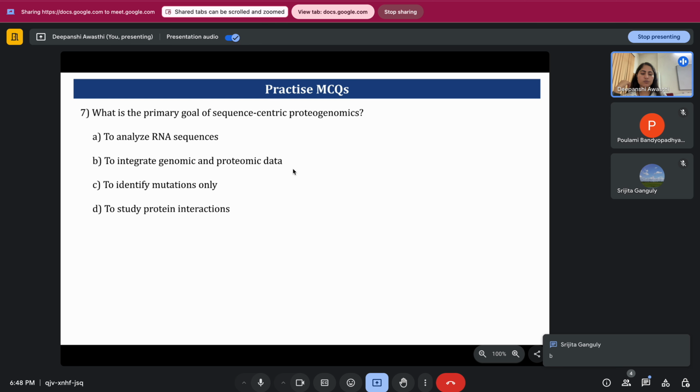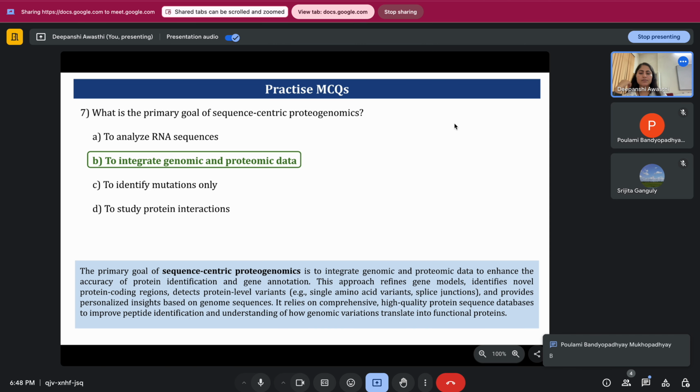Okay, to integrate genomic and proteomic data. Yes, you're right. So we use sequence-centric proteogenomics to integrate genomic and proteomic data. This is the primary goal, and it also enhances the accuracy of protein identification as well as genome annotations.